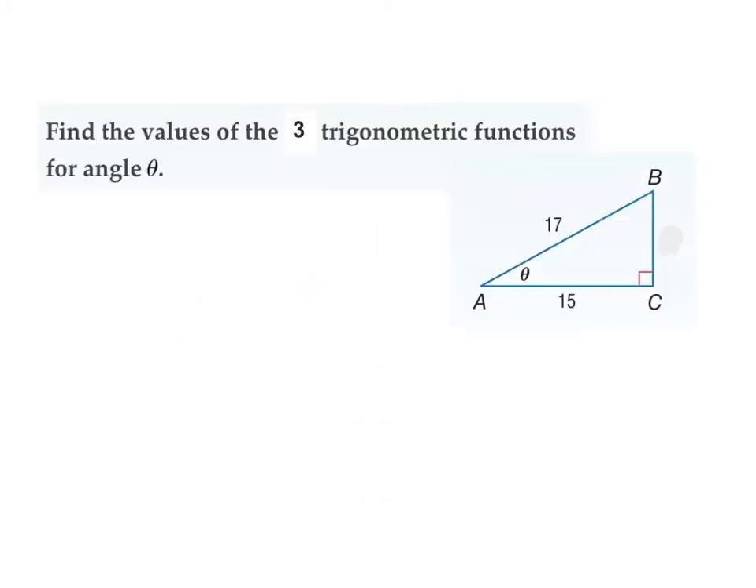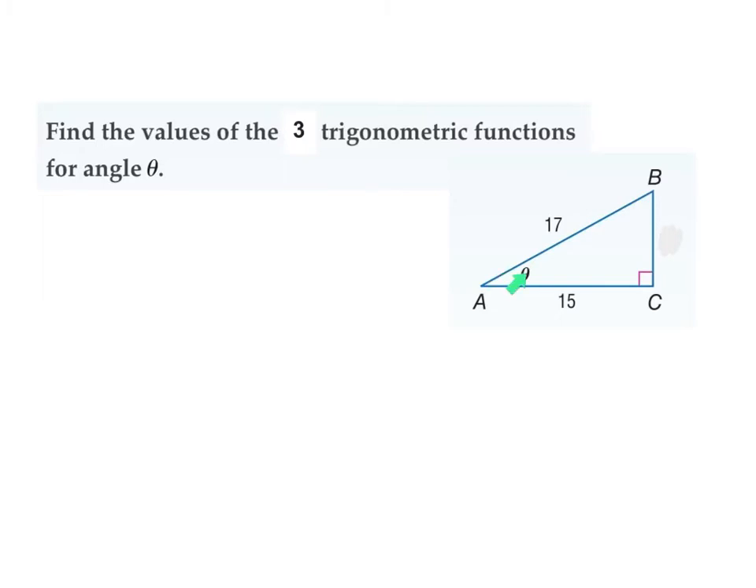All right, so here's the first one. Find the values of the 3 trigonometric functions. Oh, that reminds me. In your homework, it's going to say 6. There are actually 6 trigonometric functions. I'm only teaching you 3 because those are the 3 that we really use the most. When you're doing your homework and it says find the values of the 6, I only want 3. Sine, cosine, tangent. That's it. Okay.